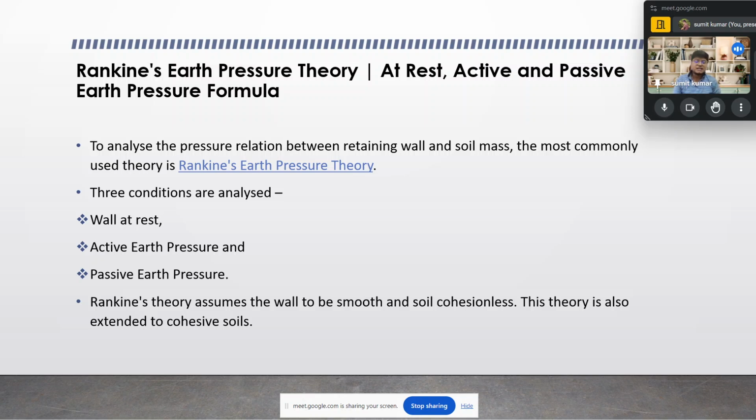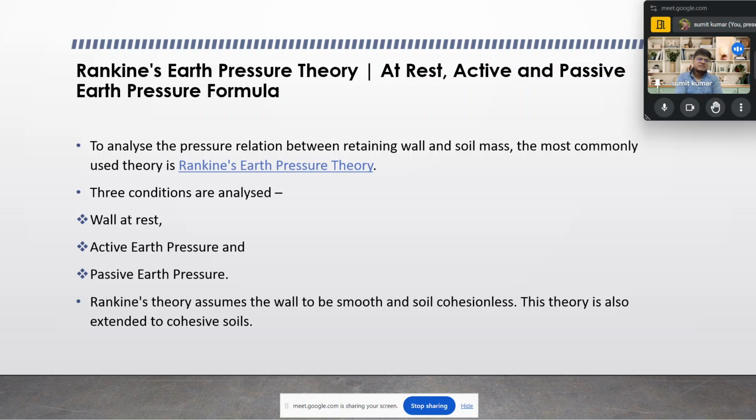The second condition arises in the active earth pressure theory. In the active earth pressure condition, the soil mass is moving away from the wall. If a wall is there and the soil mass is moving away from the wall, that condition is said to be the active earth pressure condition. And for the subsequent condition, when the wall is there and the soil mass tries to move the wall away from its position, that condition is said to be the passive earth pressure condition.